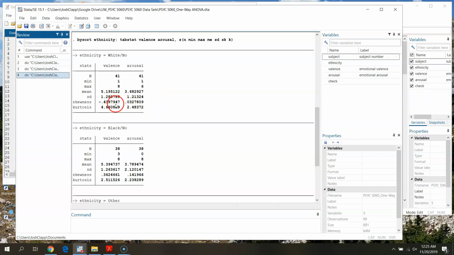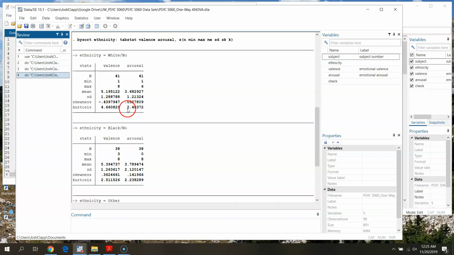But if we go down through, we look at skew, no real problems here. Skew negative 0.4. For arousal, it's about 0.03, so no concerns there. And then our kurtosis values. Remember that Stata gives us kurtosis values with a value of 3 being a neutral value. So here we can calculate this pretty easy. You subtract 4.66 and then subtract 3. That's going to give you 1.66.